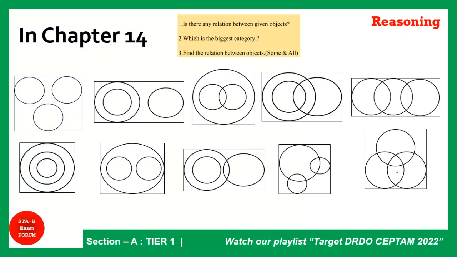In chapter 14, we have discussed 10 categories, how Venn diagrams are made, and how to choose the best possible diagram from the question. We have discussed three steps, following which you can easily answer these questions. If you have not watched chapter 14, it is strongly recommended you go and watch it. It is in our playlist Target DRDO Section 2022. Okay, students, are you ready for this chapter?